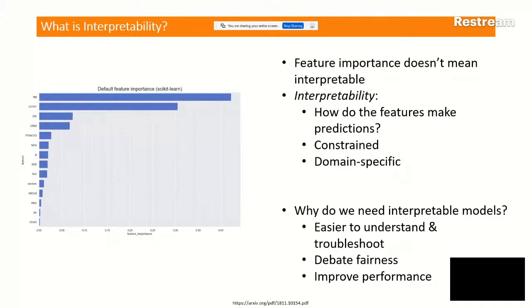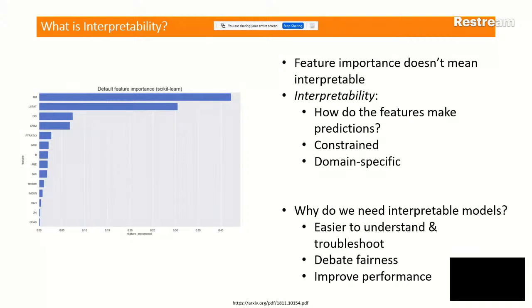it answers the question, how do the features make the predictions? Not what features make the predictions, but how those features make the predictions. I hope that's clear from the examples. Interpretable models are also constrained, so monotonicity is very important, and they are domain specific. Because if you want to be able to interpret these machine learning models, you need to have domain knowledge. If you don't have it, you need to collaborate with somebody who has the domain specific knowledge.